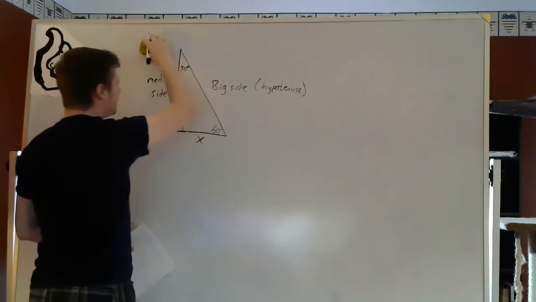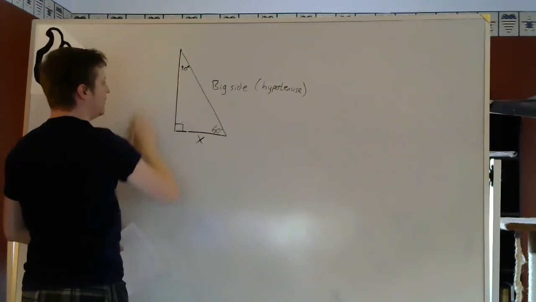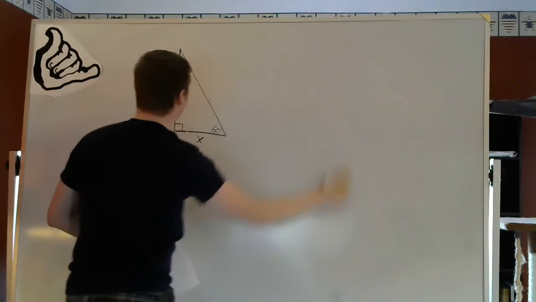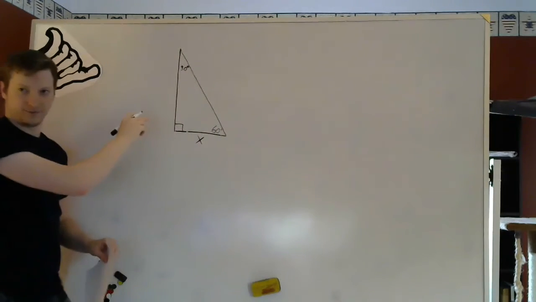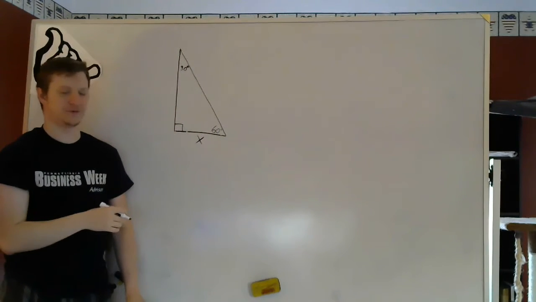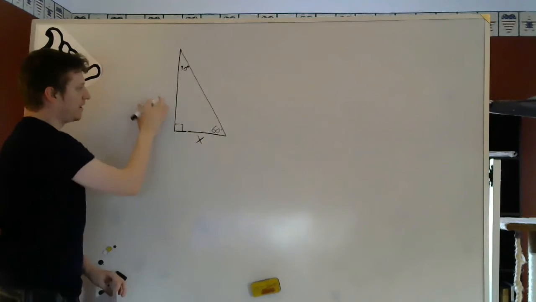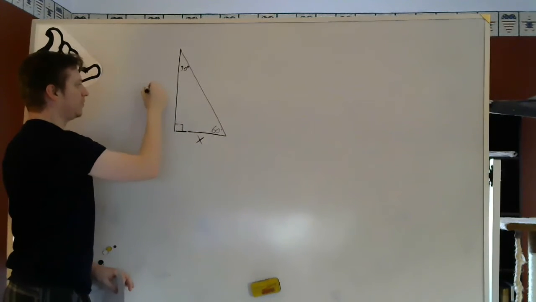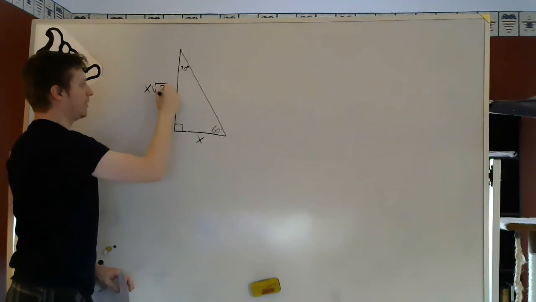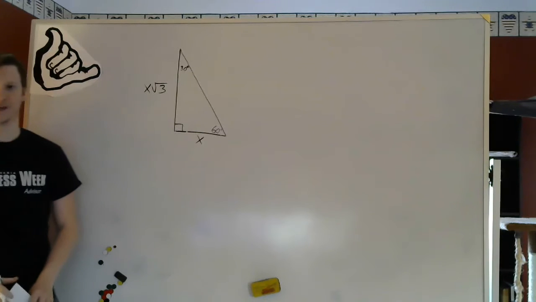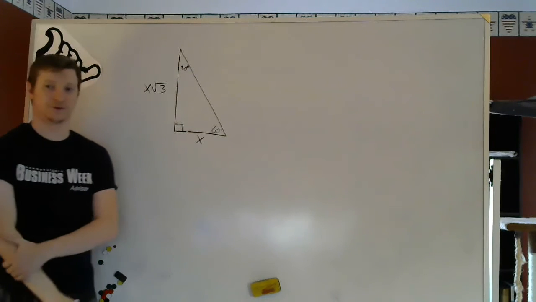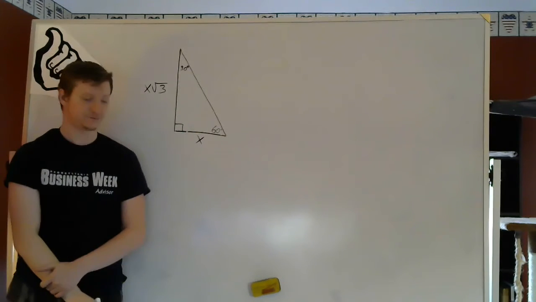Well, if that side is x, then what we find is the medium side, so it's very similar to the 45, 45, 90 triangle. The medium side is just the same thing that x was, but times the square root of 3 this time. So it's x times the square root of 3 for the medium side.